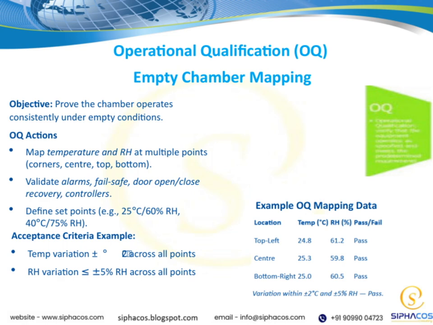Moving on to the operational qualification, or OQ, we're focusing on the empty chamber mapping. The main goal here is to demonstrate that the chamber operates reliably under empty conditions, that it maintains the set parameters consistently. The actions involved include mapping the temperature and humidity at multiple points, such as the corners, the center, the top, and the bottom, to get a comprehensive picture of the environment.